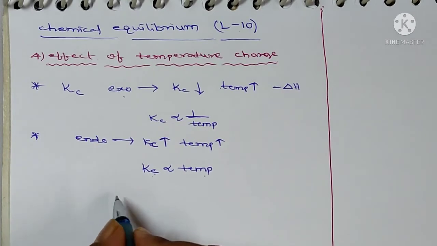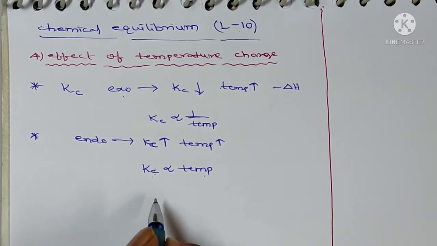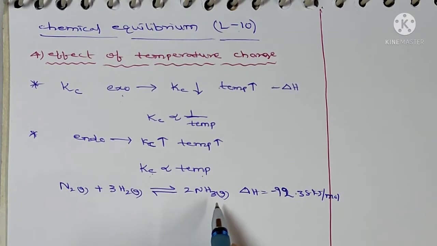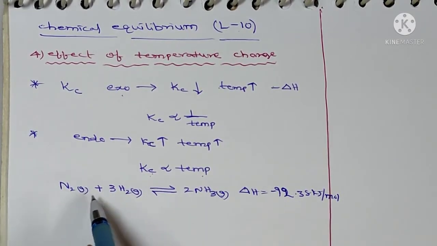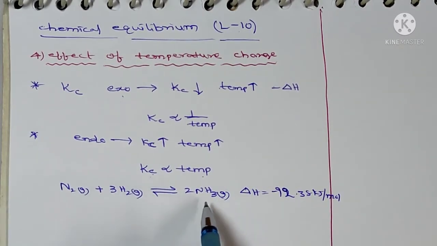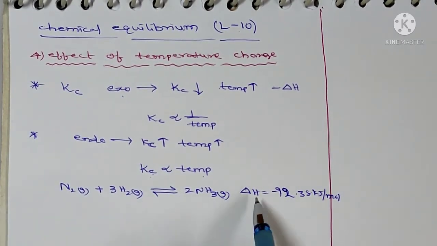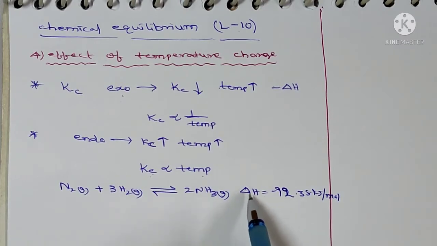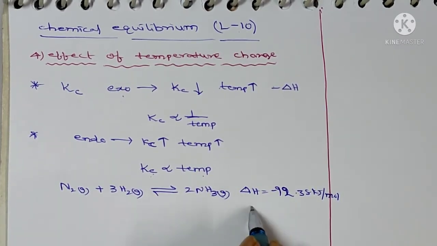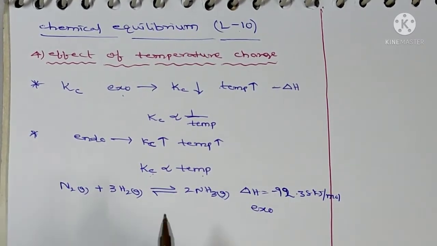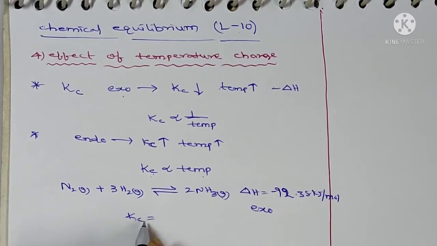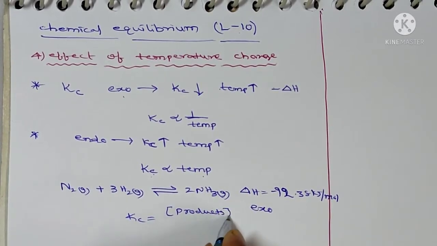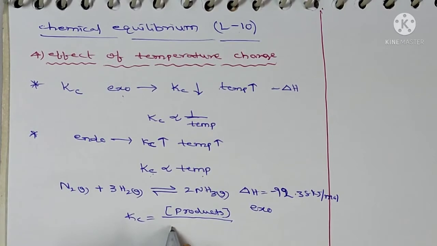Let me take one example, production of ammonia. Production of ammonia is an exothermic reaction. N2 gas plus H2 gas in equilibrium with NH3 gas, and delta H is equal to minus 92.38 kilojoule per mole. The delta H is negative, so it is an exothermic reaction. The equilibrium constant Kc is equal to the concentration of products divided by the concentration of reactants.